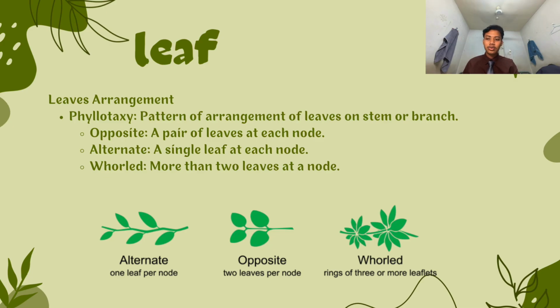Now I want to present about leaves. We know there are three types of leaf arrangement. First, opposite, and alternate, and whorled. Opposite has a pair of leaves at each node, and alternate has a single leaf at each node. Last, whorled has more than two leaves at a node.